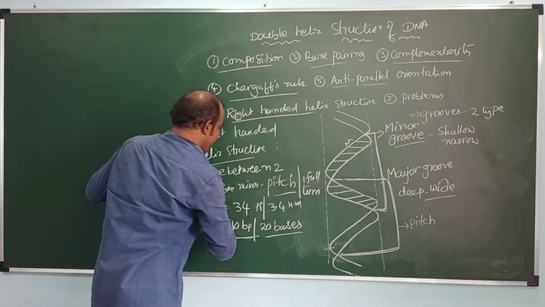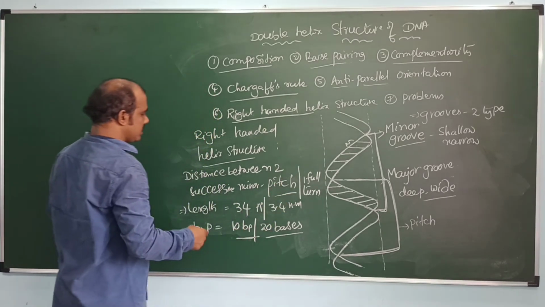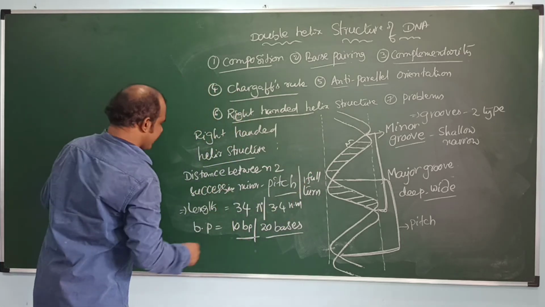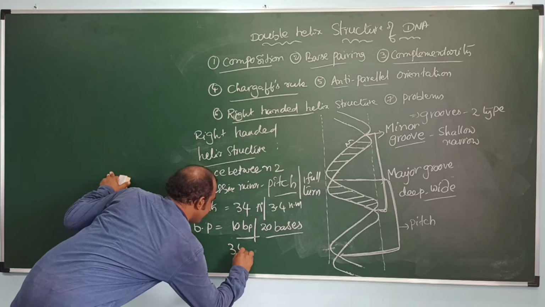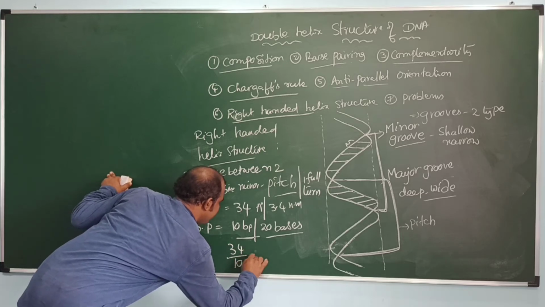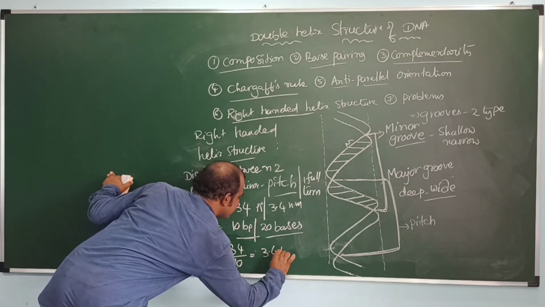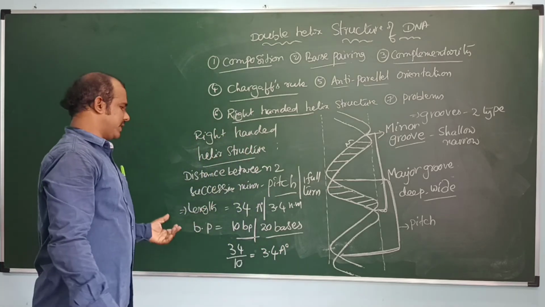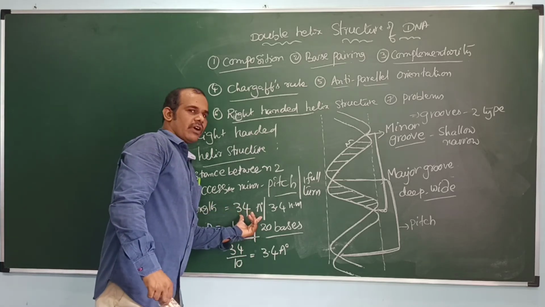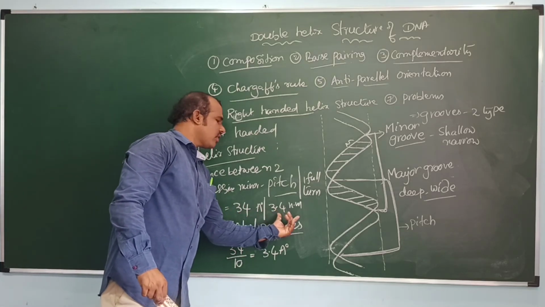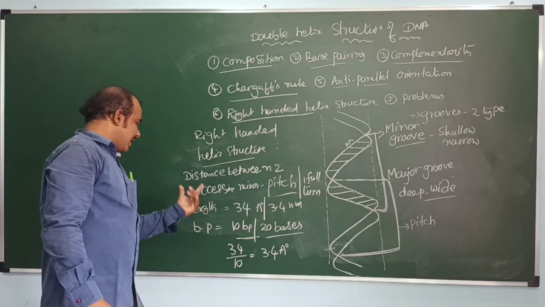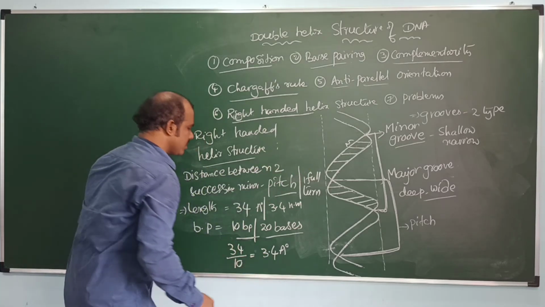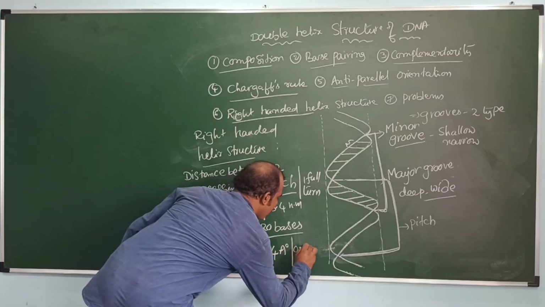Actually, the length of the pitch is 34 angstrom units. There are 10 base pairs present in each pitch. Then calculate 34 by 10. That is 3.4 angstrom units. This is the distance between two successive base pairs. The length of the pitch is 34 angstrom units or 3.4 nanometers, whereas the distance between two successive base pairs is 3.4 angstroms or 0.34 nanometers.